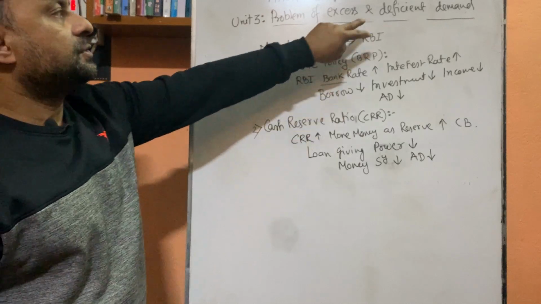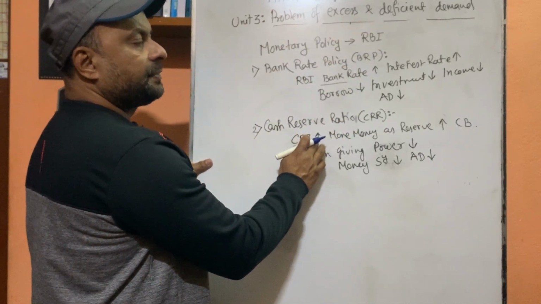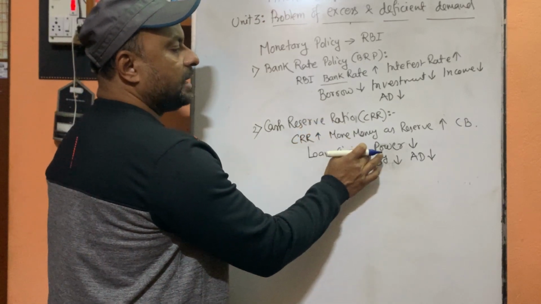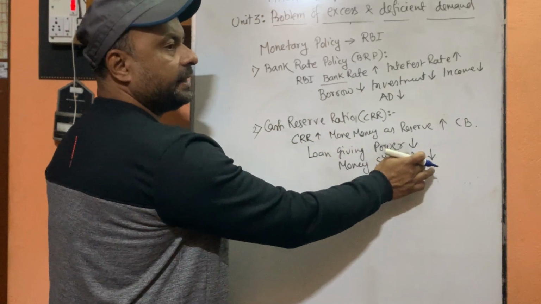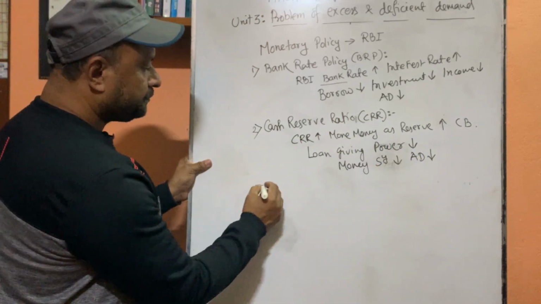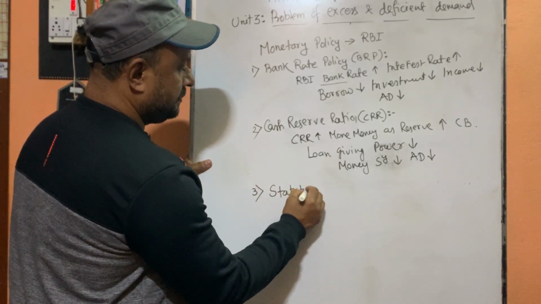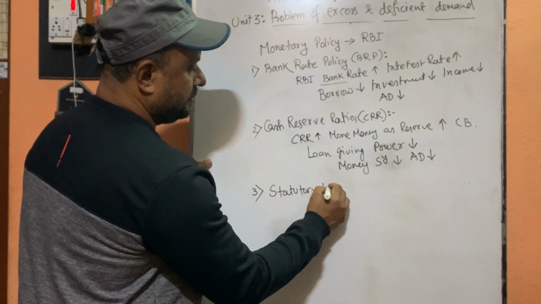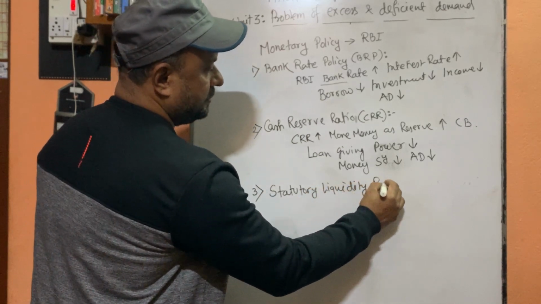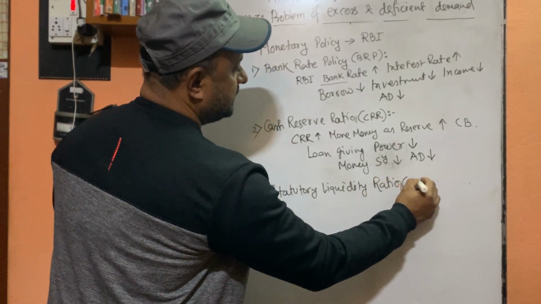The reverse happens in case of deficient demand. At that time the central bank reduces the CRR, which means commercial banks have to keep less money with the central bank and their loan giving capacity increases, aggregate demand also increases. Third one is statutory liquidity ratio, SLR.